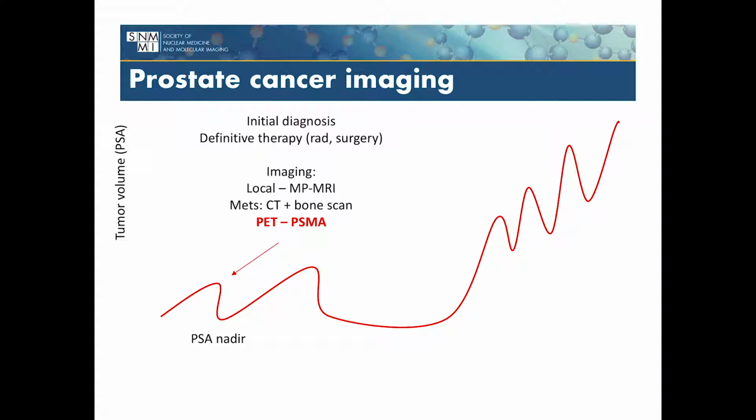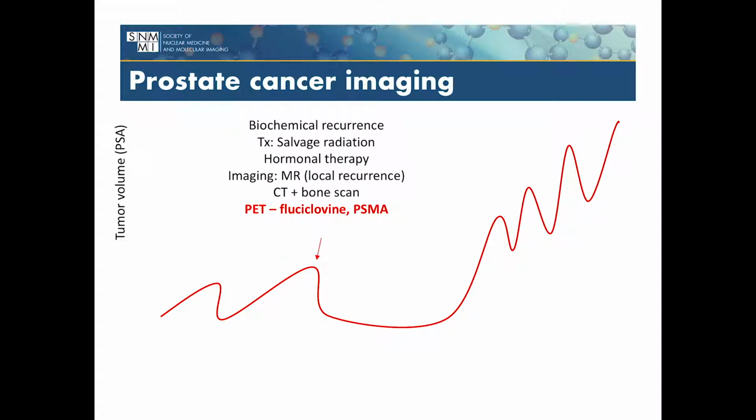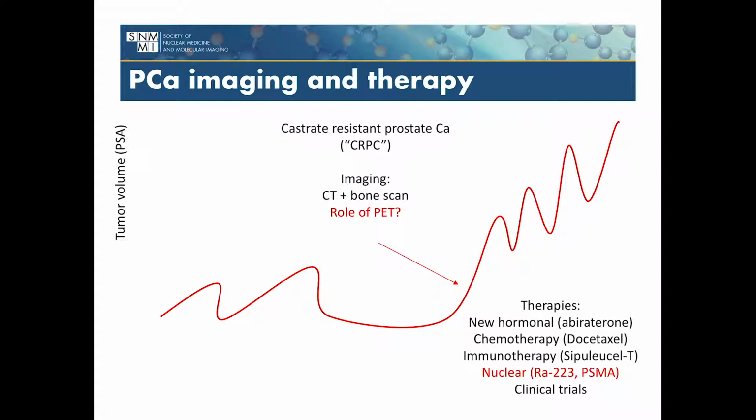And so just to summarize, I'd like to say that we can add PSMA PET to initial diagnosis and staging of the high-risk prostate cancer. In the biochemical recurrence setting in appropriate patients, you can add fluciclovine and PSMA-based agents. And then for therapies for the CRPC patients, consider radium-223, and then potentially in the long run also PSMA-based therapies.